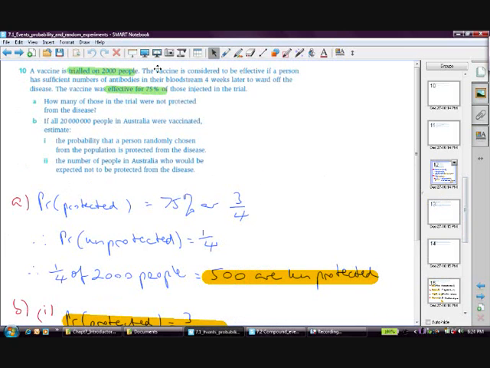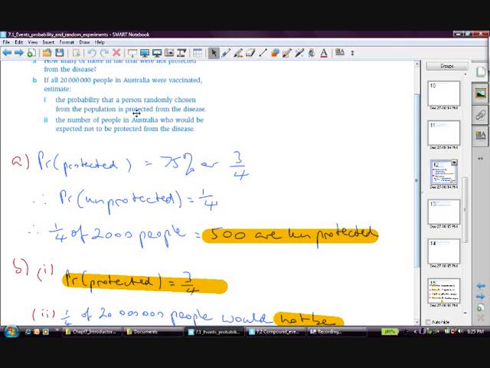Oh, perhaps look at this one here. A vaccine trial on 2,000 people. So that's the total number of people. It says it's effective if a person has sufficient number of antibodies in their bloodstream 4 weeks later. That just defines what effective means. So the vaccine was effective for 75% of those injected. So in other words, the probability of those who were protected is 75% or 3/4, so unprotected must be 1/4, but it says how many people. 1/4 of what? Of 2,000, so that's where the 500 comes from.